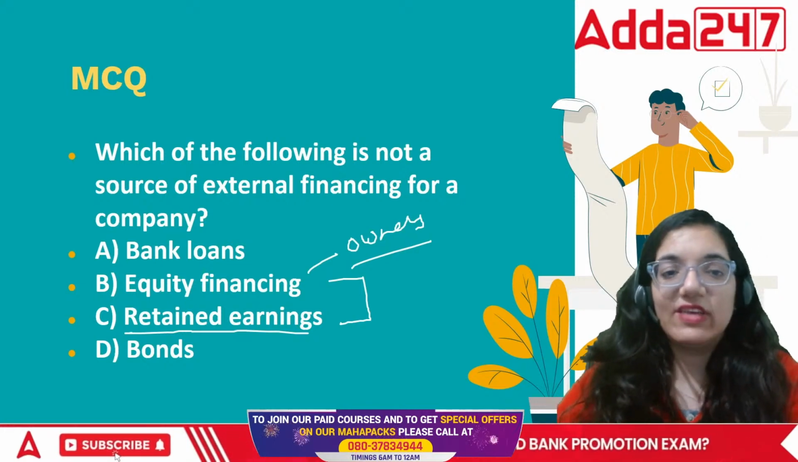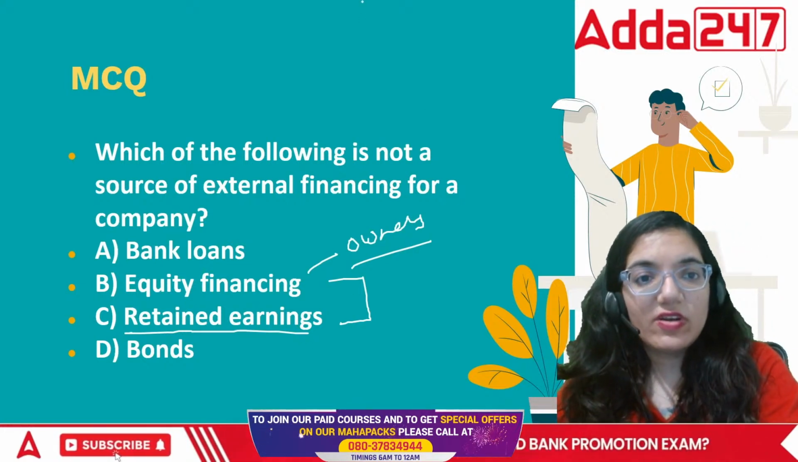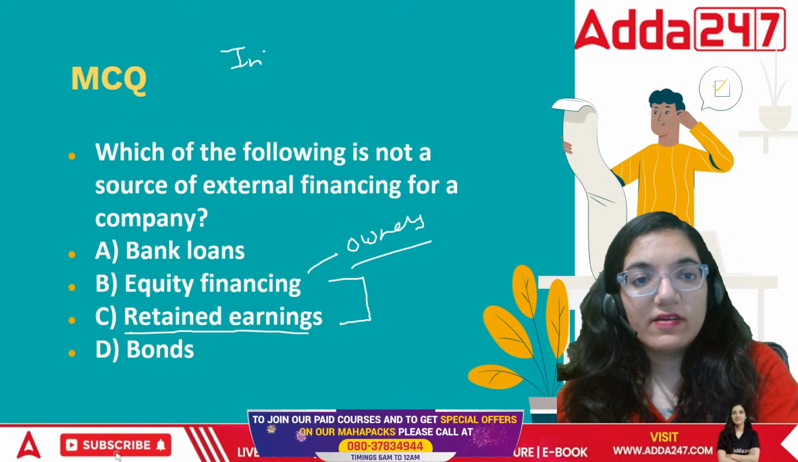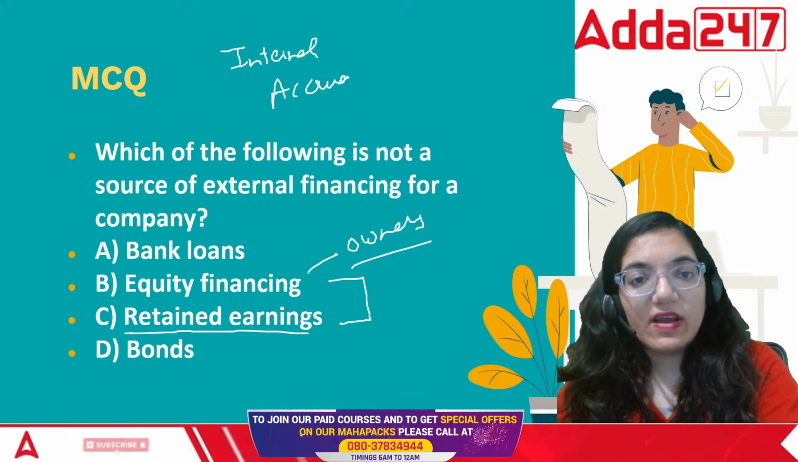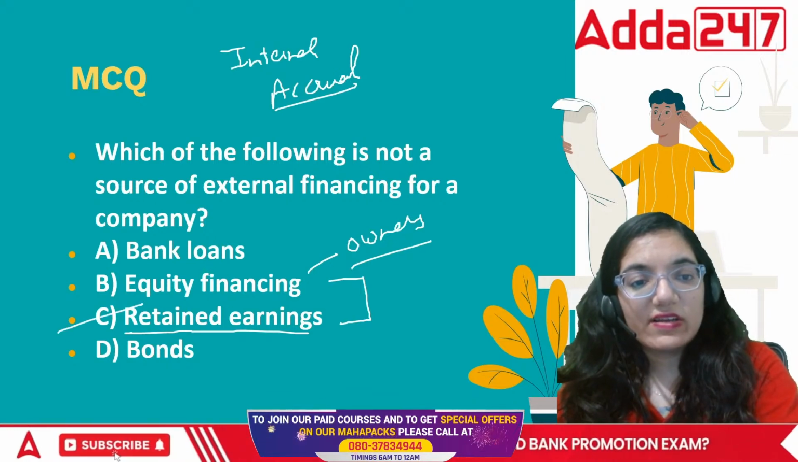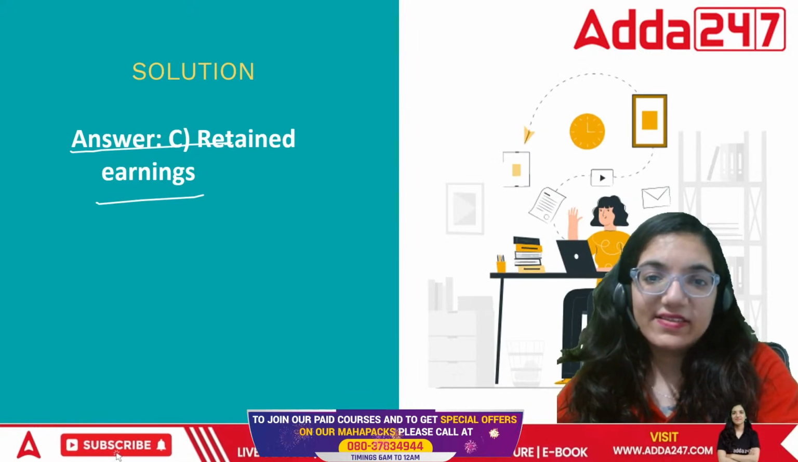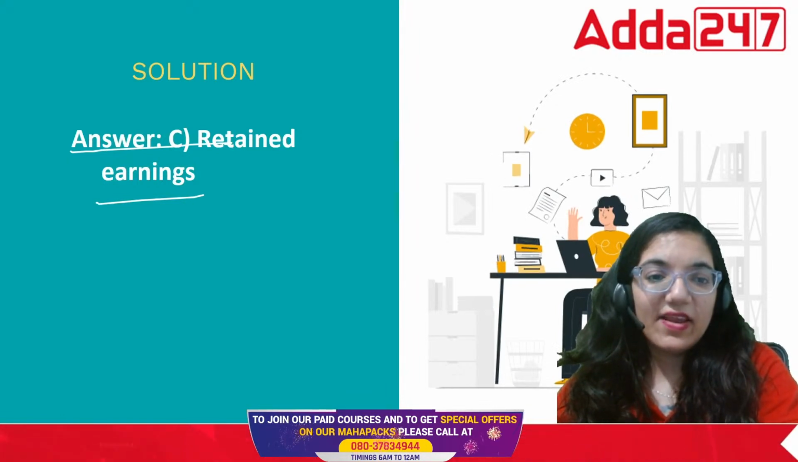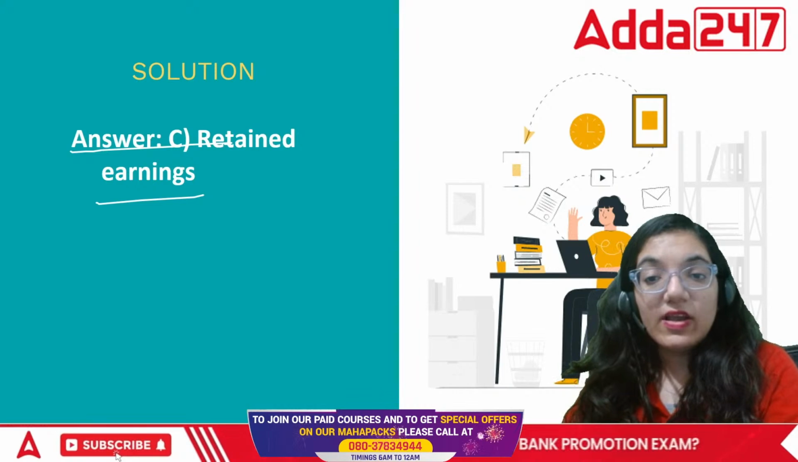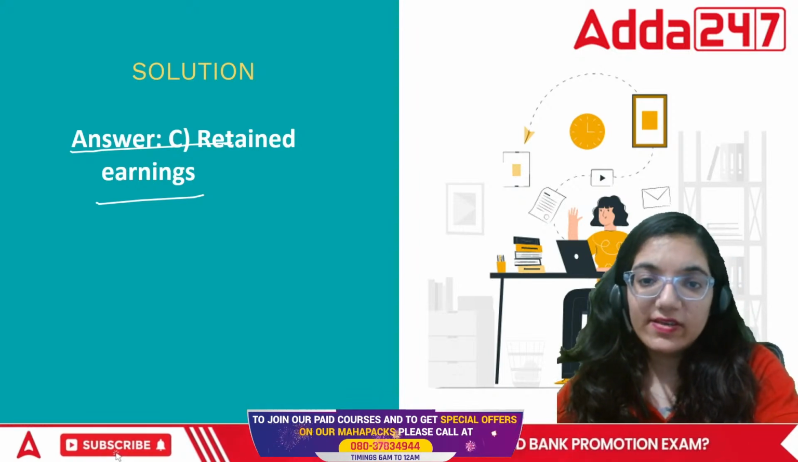Retained earnings are our own savings. It's also called internal accrual. The term internal accrual is given in the IIBF book. So the correct answer is C, retained earnings. Right? So now let's move on to the next question.